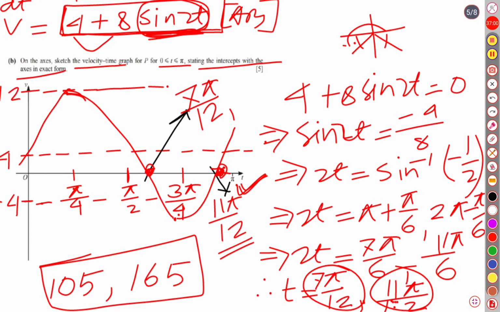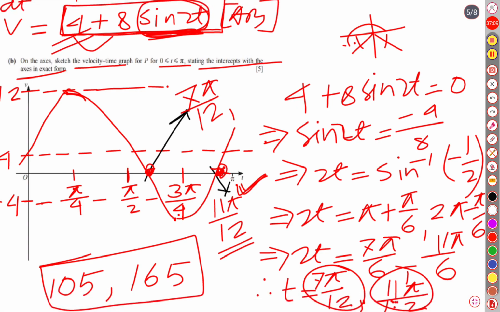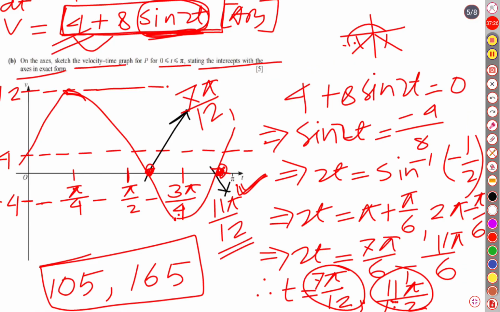So what have we understood from here? For a velocity time graph, first of all we will have to draw the line of equation, and then find the minimum as well as maximum value. After that, through the solution we can come to know the x-intercepts. For the x-intercept we will have to solve this, and then as accurately as possible you can draw it. I think it's sufficient for you to understand. Let's see what the next question says.